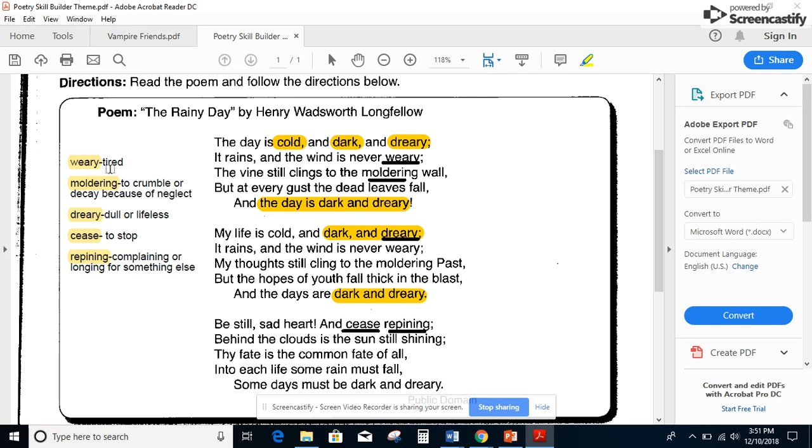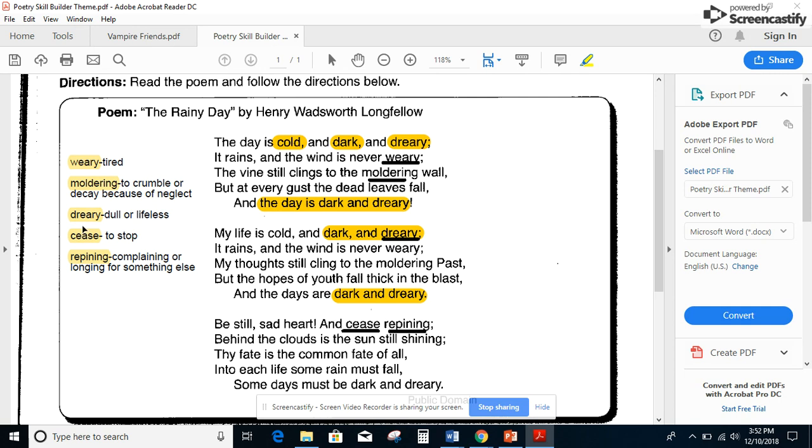Weary means tired. You might be weary after a long journey. And then we have the moldering wall. So it's talking about a vine that's clinging to the moldering wall. So I picture an old garden wall made out of stone and has a vine creeping up it. But sometimes when we let a vine creep up onto a wall, it will actually start to break down the wall. So moldering means to crumble or decay because of neglect. So I picture that the gardener hasn't been cutting down those vines in a while, and it's tearing down the beautiful rock wall. Now later in stanza 2, we see the moldering past, but we'll talk about that in just a second.